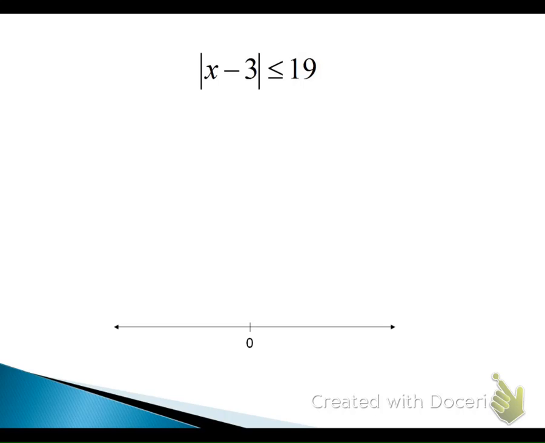All right, here's our next example. Is this one going to be an and or an or? An and, because it's less than or equal to. Okay? So I know I'm going to have an and.